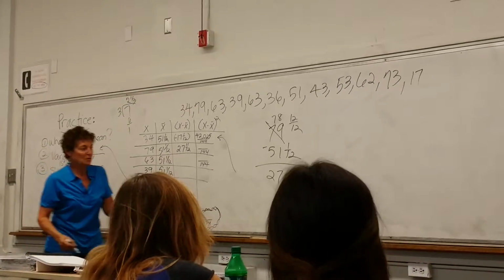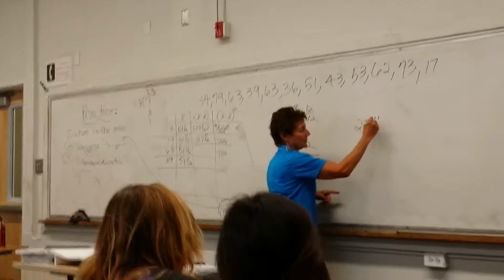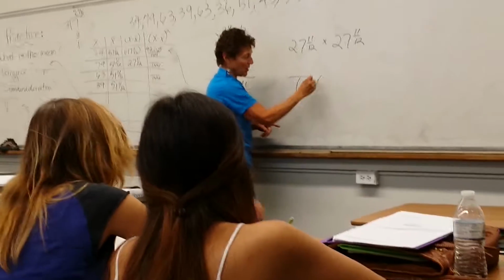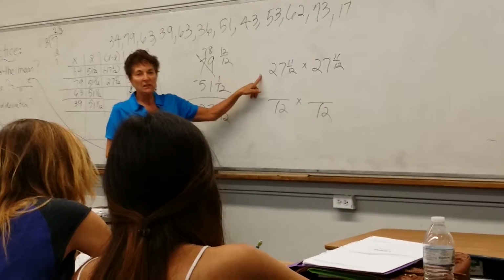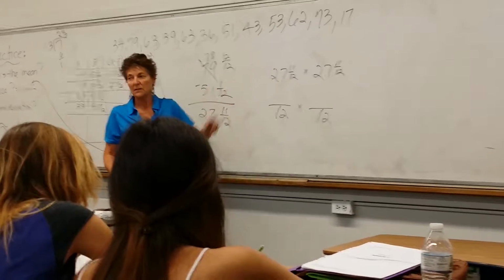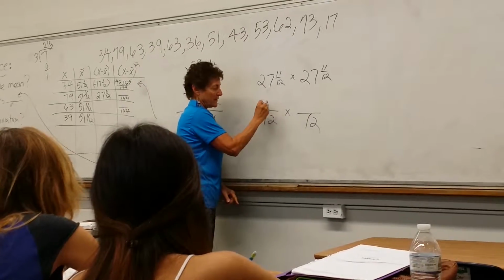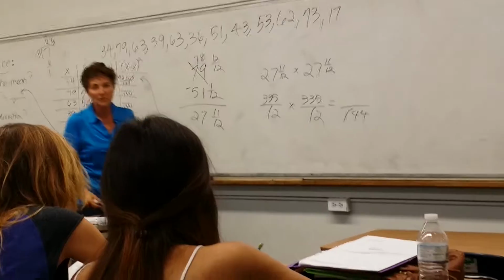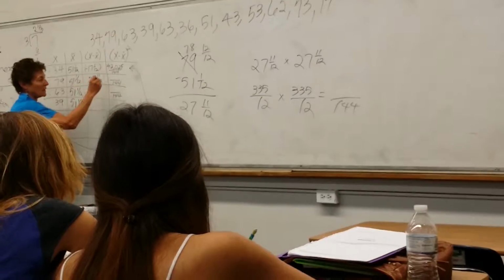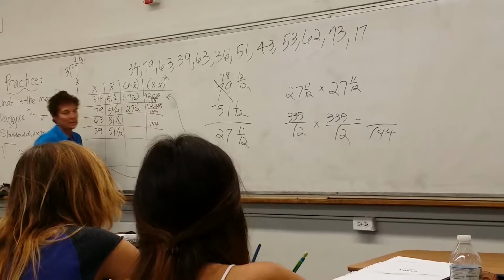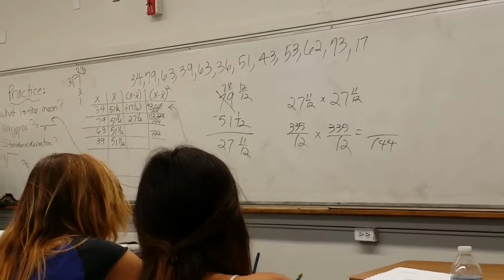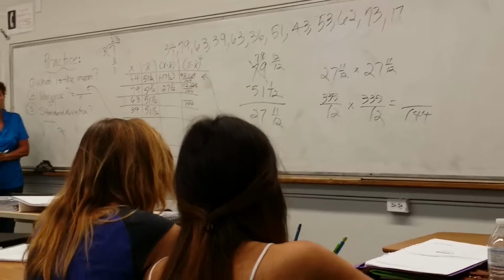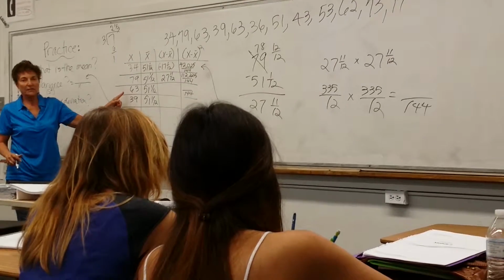Okay, very good. So now I have to do 27 and 11 twelfths squared, times 27 and 11 twelfths. So you gotta make them improper. So 12 times 27 plus 11, 335. Okay, and then 335 times 335 is 112,225. Okay, so far so good? You followed that process? Okay, now we're gonna do this, guys.